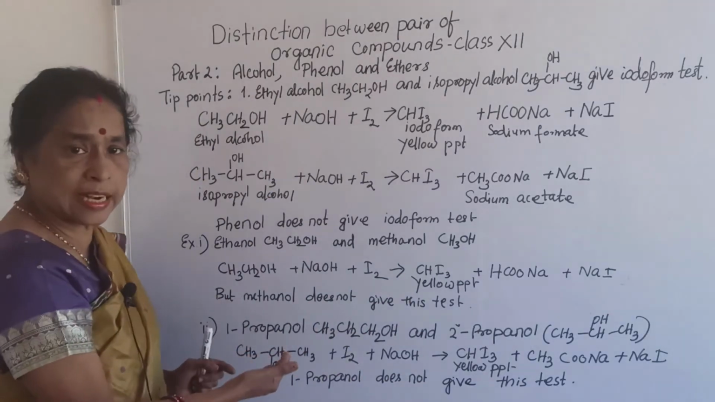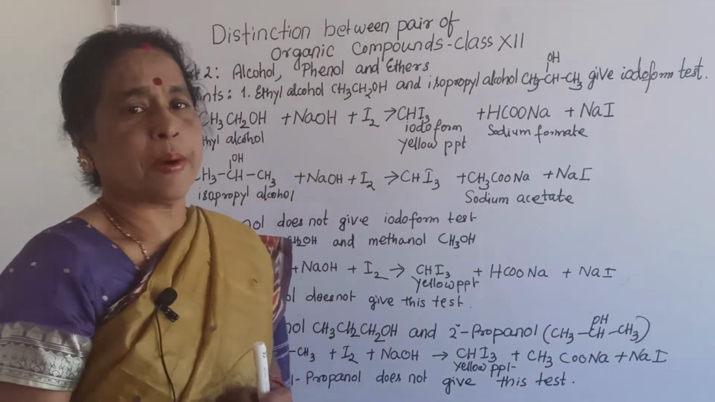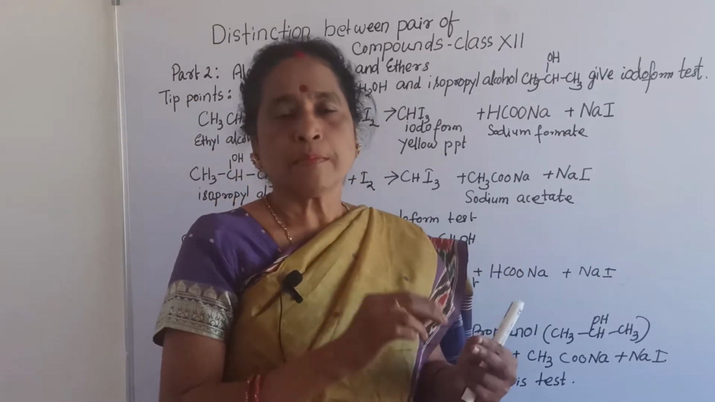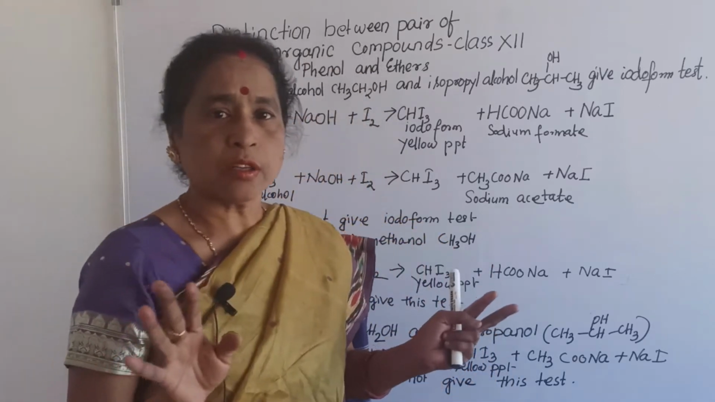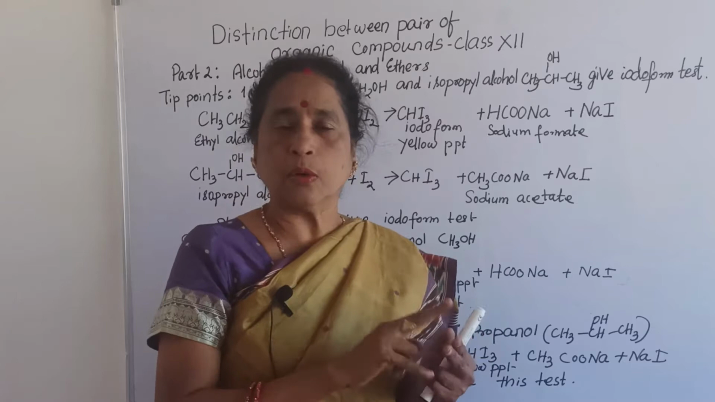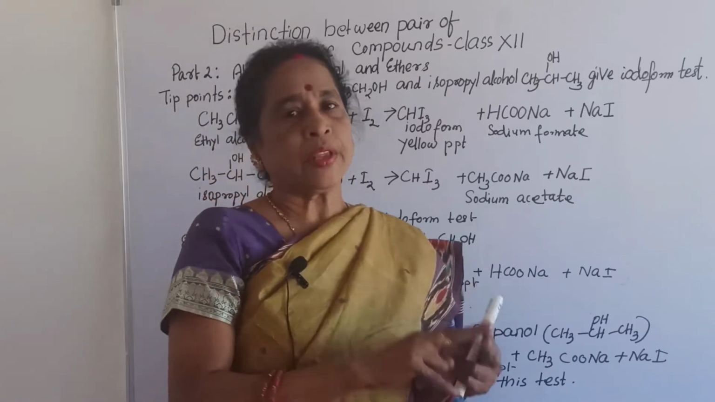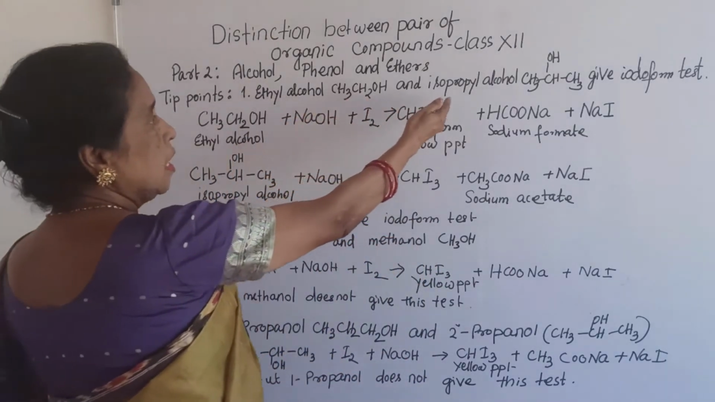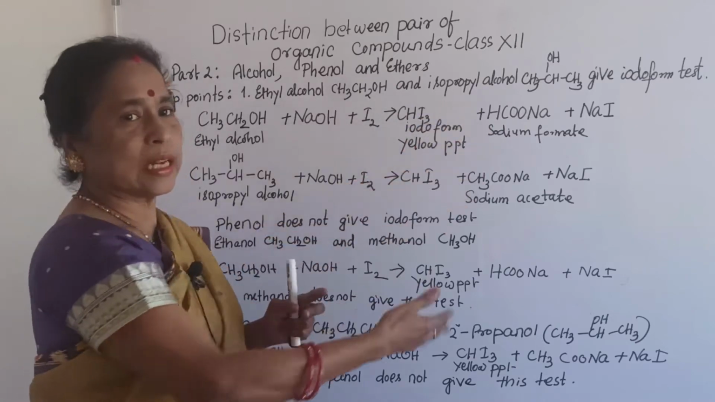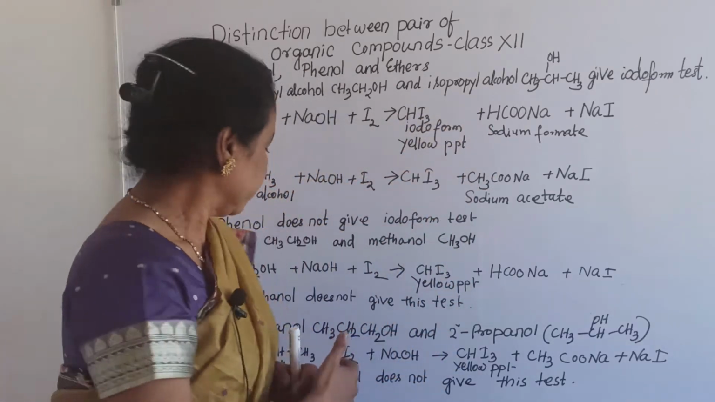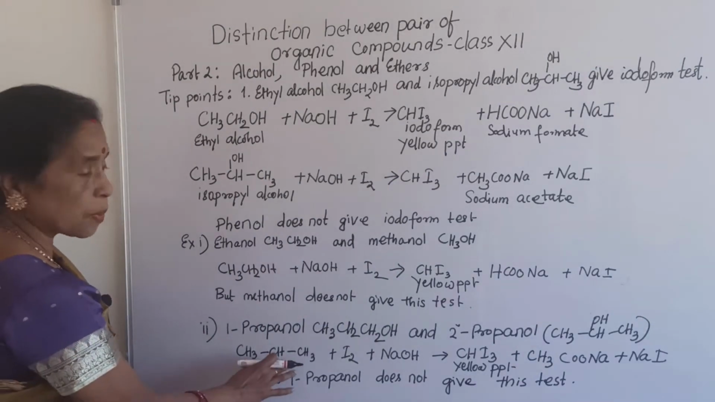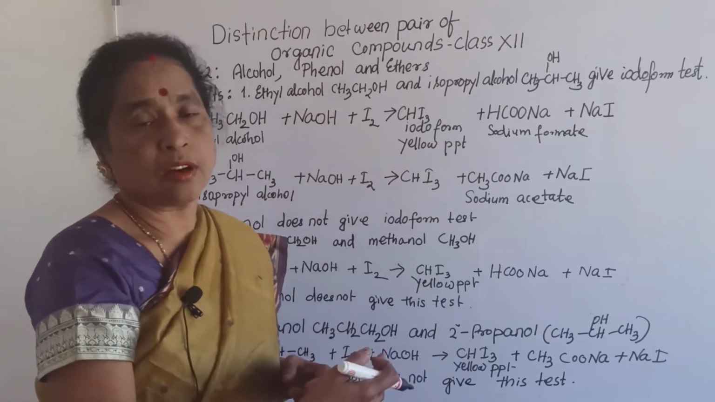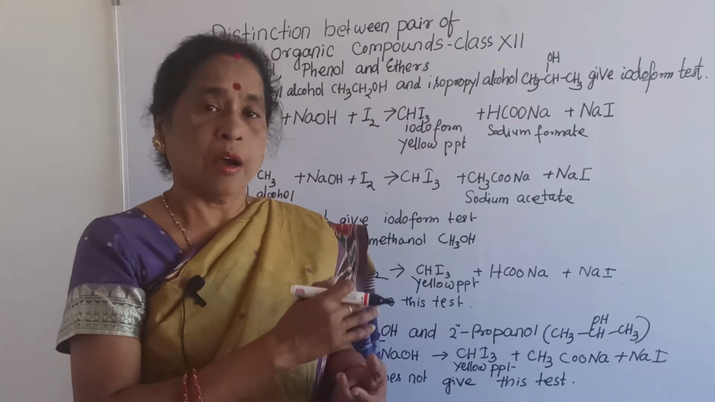Then second example, 1-propanol and 2-propanol. 1-propanol is a primary alcohol, 2-propanol is a secondary alcohol, and it consists of 3 carbon atoms. It is not 2 carbon, that is ethanol. One is 1-propanol, the primary alcohol, and another one is 2-propanol, the secondary alcohol. Now I told also here isopropyl alcohol, that is 2-propanol, will give the iodoform test, color is yellow. That is why you will show here isopropyl alcohol, I2, NaOH, it gives CHI3, the color is yellow, and other ones are byproducts.